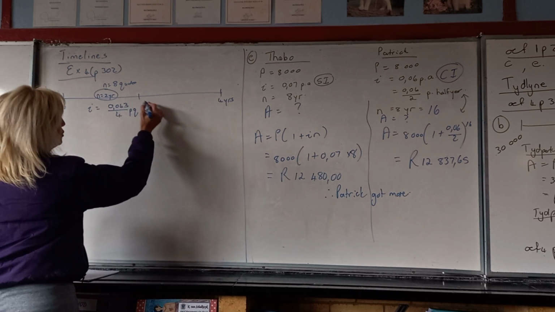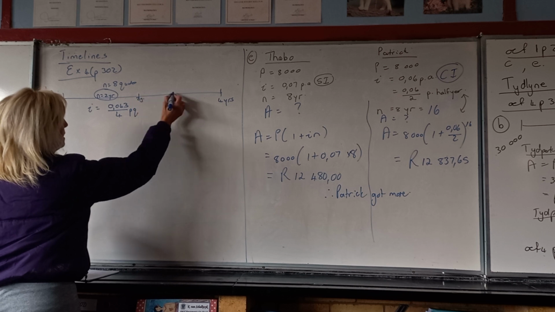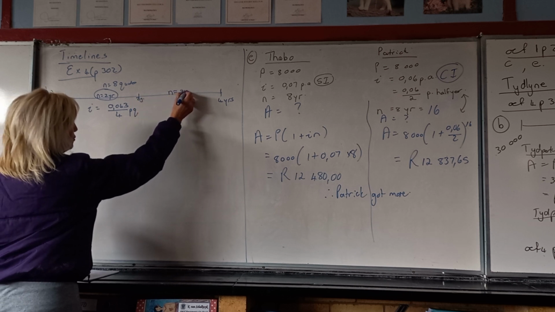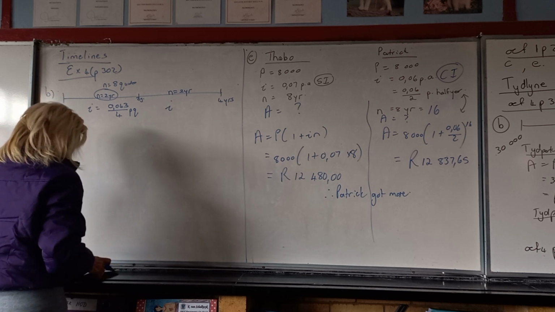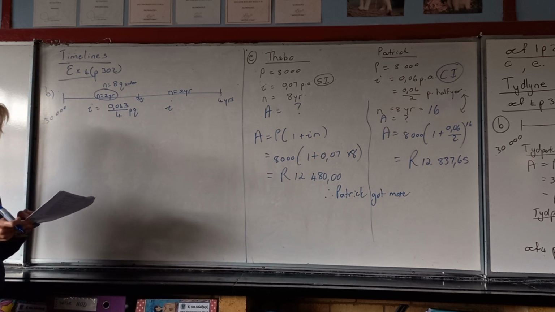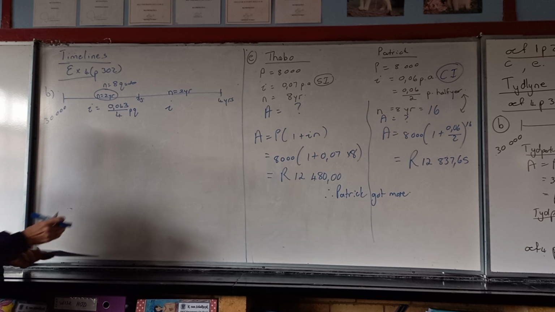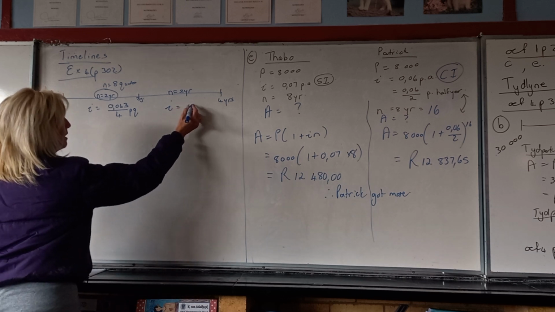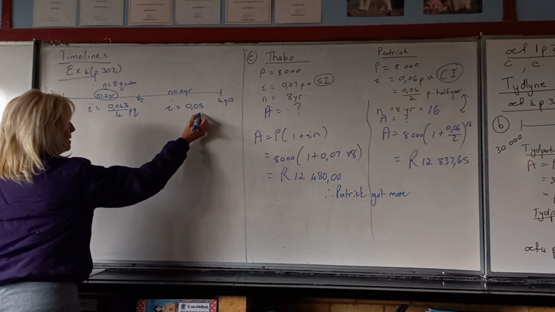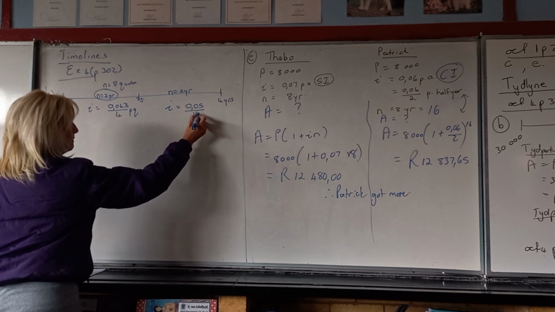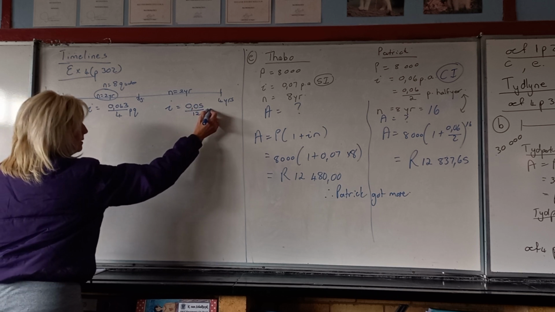But then what did it change to? In the next 2 years, so it's also 2 years, it changed into 5% compounded monthly. So what is i? 5%? 0.05 monthly, divide by 12. So that is per month.